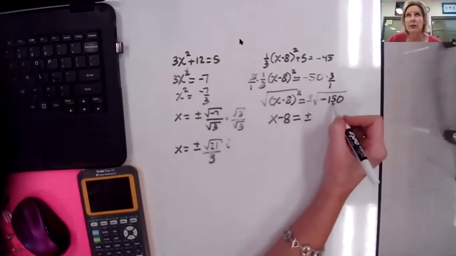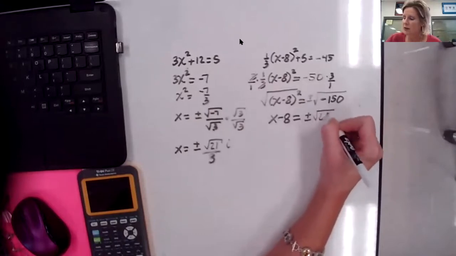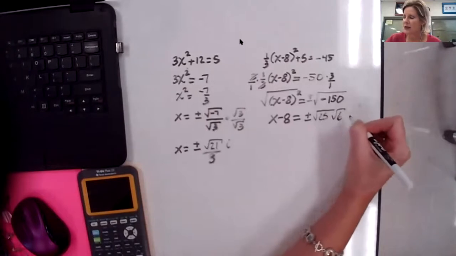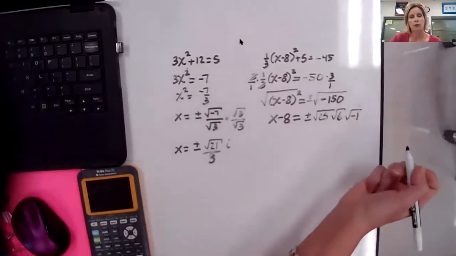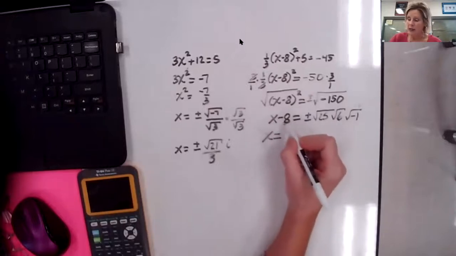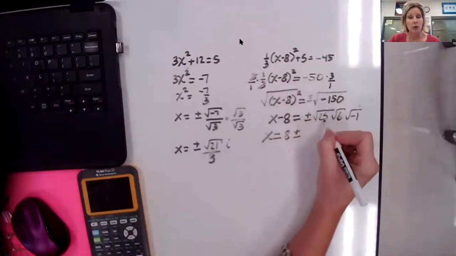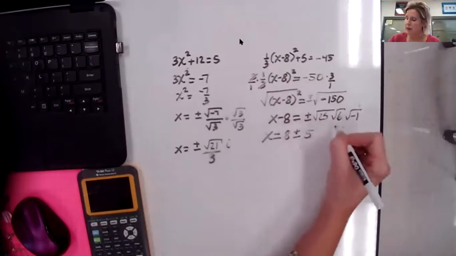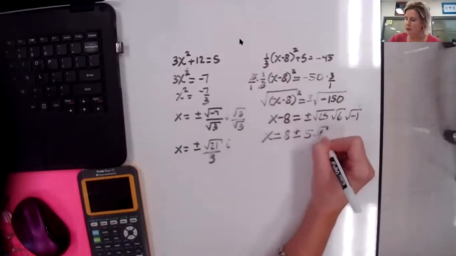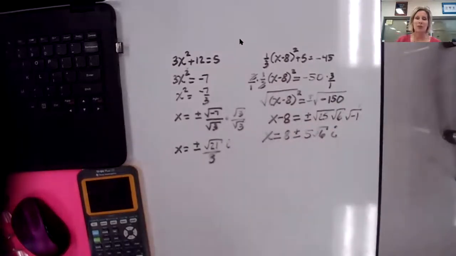Remember, what perfect square goes into 150? Well, what goes into 50? 25. So it turns out that it's 25 times 6. And then remember, times your -1. So I'm going to do two things at once because I can. I know I need to add the 8 over, so I'm going to put it between the equal sign and the plus or minus. I know the square root of 25 is 5. The square root of 6 is the square root of 6. And the square root of the -1 is i. And you're done. All right.